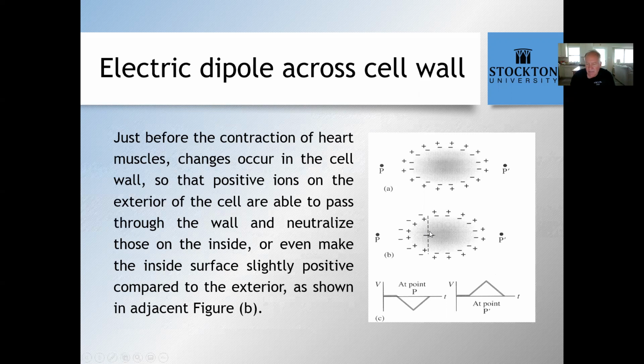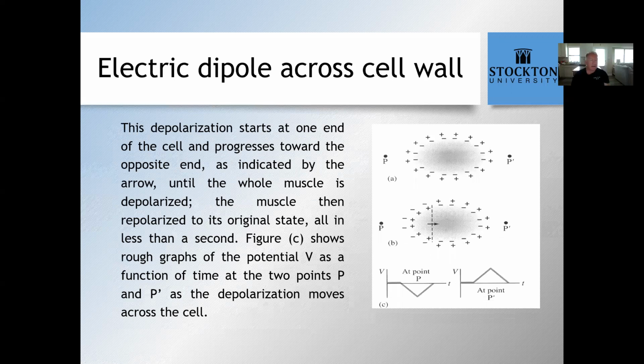So as the muscle begins to contract, the positive charges on the outside will neutralize the negative charges on the inside. And the interior can actually become a little bit positive. This is called depolarization. The depolarization starts at one end of the cell and progresses towards the opposite end, as indicated by this arrow here. So slowly these charges will move to the interior of the cell as the cell contracts, or the muscle contracts.